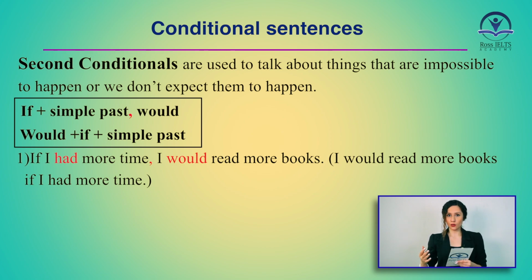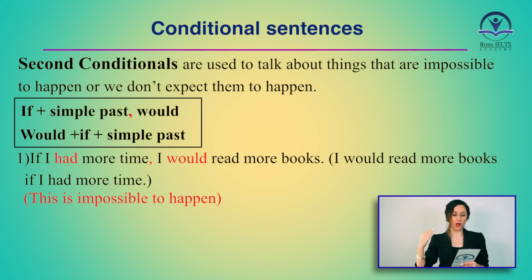So basically, again, you have two clauses here. The first one is your if clause because you have if in it and you start your sentence with that. And whenever you have your if clause in the beginning of your sentence, you should have a comma after that, and then you have your main clause. The if clause here is in simple past, and the main clause is by using would. But as you can see here, this is something impossible to happen. As I say, if I had more time, I would read more books, which means that I don't have more time and I cannot read more books. So this is not something true or possible.